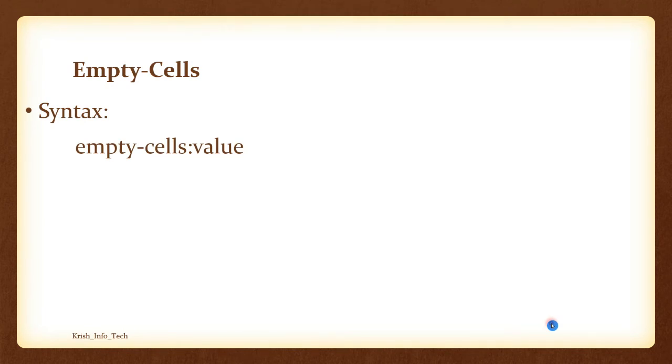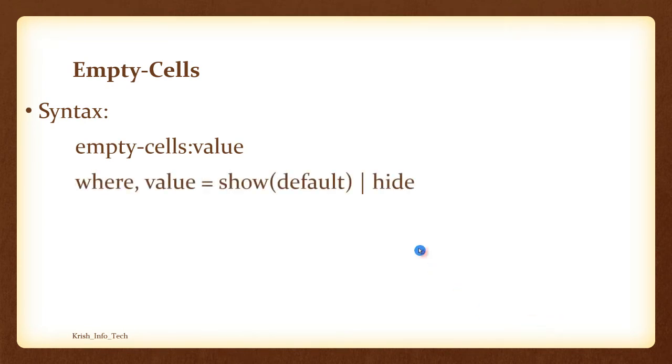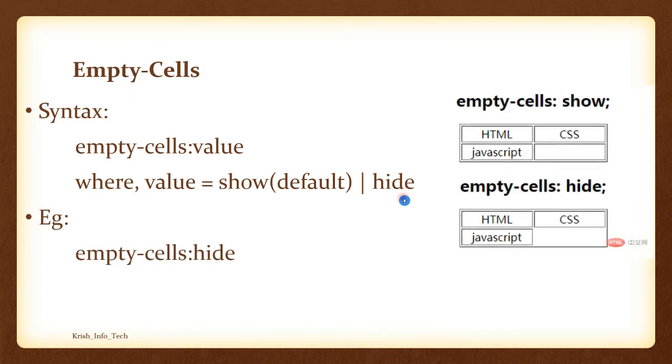Syntax empty-cells colon value. So value is show, that is default, or hide. If you want to hide all the properties of that particular empty cell, you can hide it. The example is empty-cells hide. Here is the example output for this. So this is show. It is showing its own border for that particular empty cell also, but here it is hidden. So this is the empty-cells property.